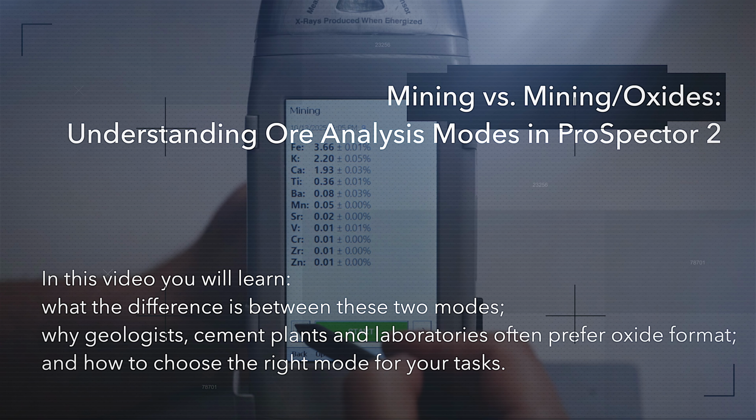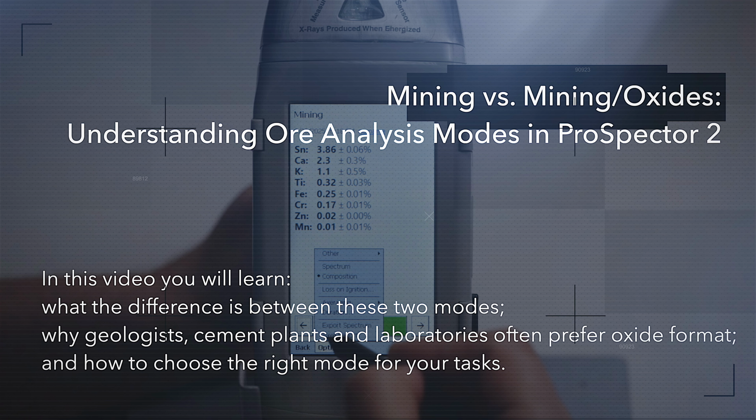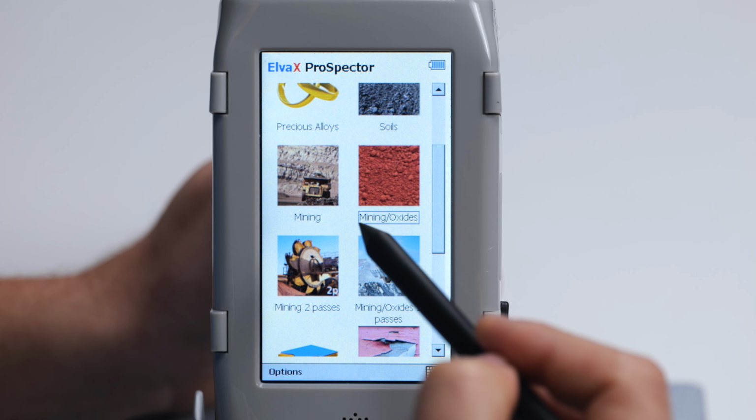My name is Serge and in this video we will talk about two ore analysis modes in the portable ProSpector 2X XRF analyzer. The first, mining, and the second mode, mining oxides. Both modes measure the same sample, but they show the results in different ways, as elements or as oxides. In this video you will learn what the difference is between these two modes, why geologists, cement plants and laboratories often prefer oxide format, and how to choose the right mode for your tasks.